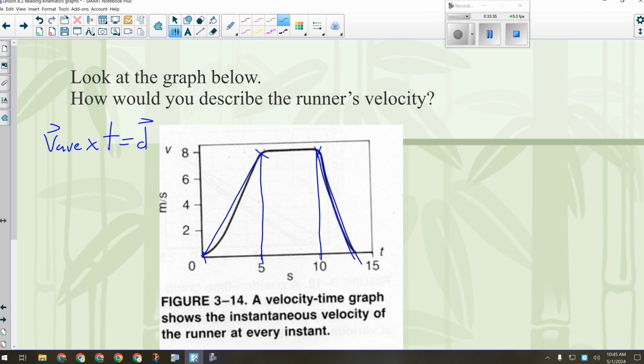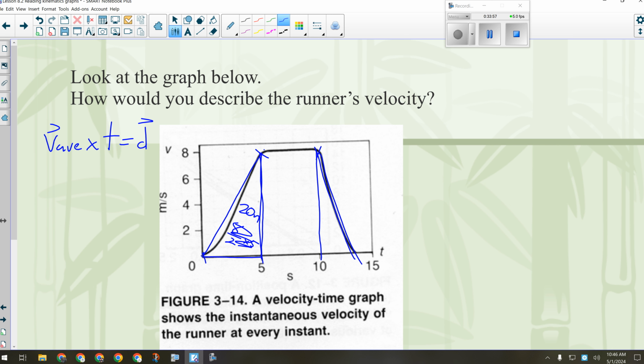half that. 4, right? Because if I want to calculate the area of this triangle, I would take the base, 5 seconds, and multiply it by the height, 8, divided by 2. Base times height divided by 2. So I'm going to have 8 divided by 2 times 5. So 4 times 5. Okay, that part of the race is 20 meters.